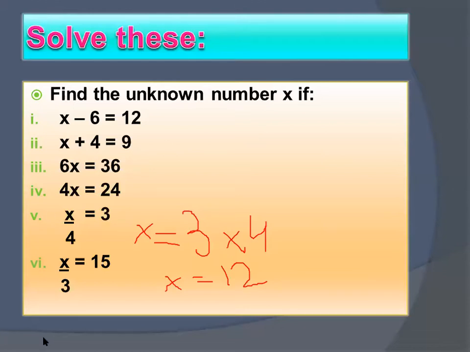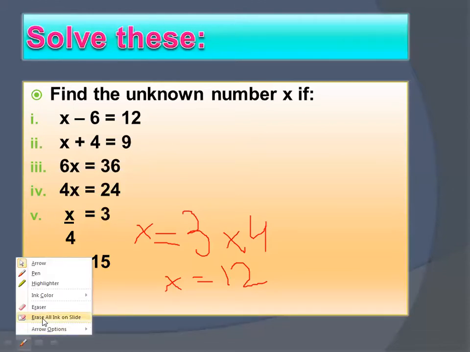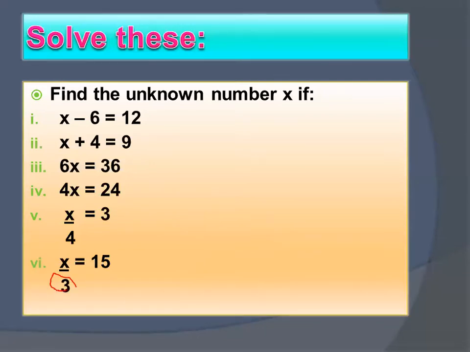Now I'm going to show you here. Look here. x upon 3 is equals to 15. So 3 is dividing with the variable here. So you will write x is equals to 15, and here it is dividing, so here it will be multiplied. 15 multiplied by 3. So x is equals to 15 multiplied by 3. It will become 45. That's the answer. Okay, is that clear?